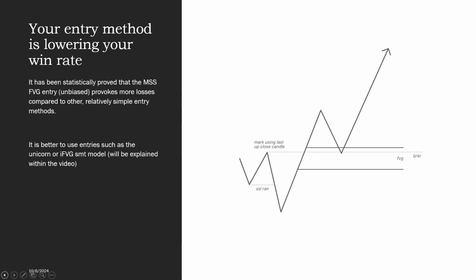And the second and final reason is your entry method isn't sufficient. So the majority of people trade market structure shift fair value gap, but there's other better methods to trade the silver bullet, such as the unicorn model and also the inversion fair value gap SMT model.